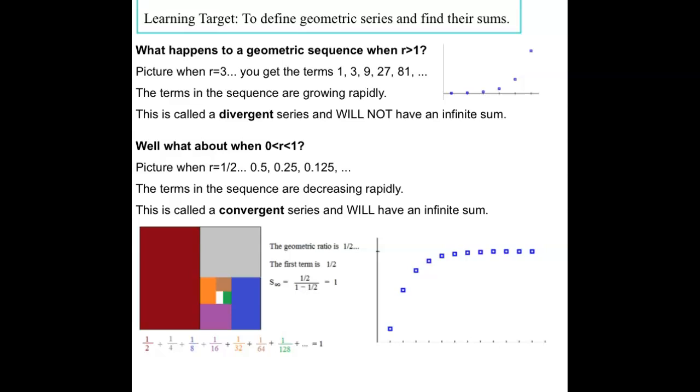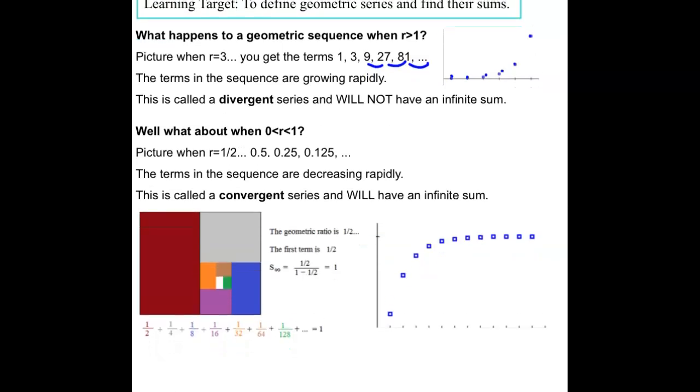So for example, let's picture when R equals 3. So 3 to the 0 power is 1, 3 to the first power is 3. Each time we multiply by 3, our next number gets larger and larger and larger. So if we were to graph those points, you can see that it's just an exponential growth curve.